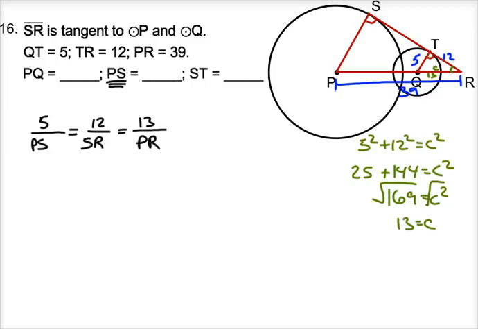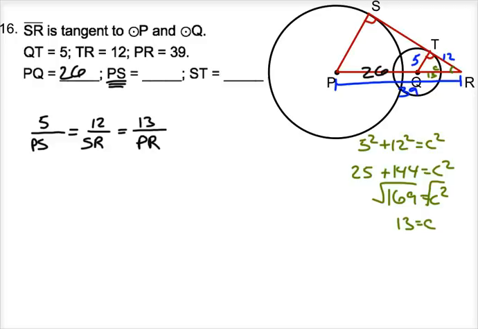I'm trying to find PQ, and notice I can find PQ really quickly right now. If I notice that PR is 39, QR is 13, if I just take 39 and subtract off 13, I'm going to get that this piece is 26. So PQ right away I know is 26. ST, I don't know how big ST is, but if I figure out SR, then I can figure out how big ST is. So figuring out SR is going to be important.